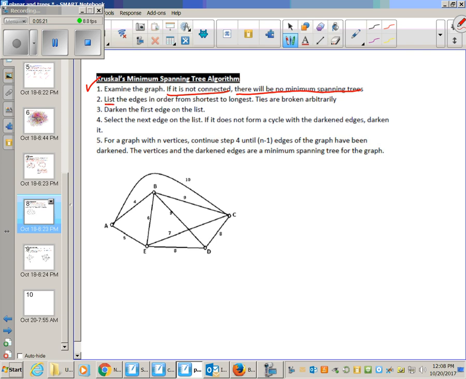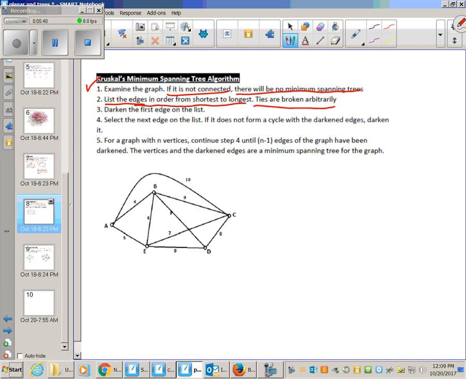Step 2 is to list the edges. List the edges in order from shortest to longest. You want to put your edges in order from the shortest weight to the longest weight. Ties are broken arbitrarily, meaning if they're the same weight, just pick one to go first.